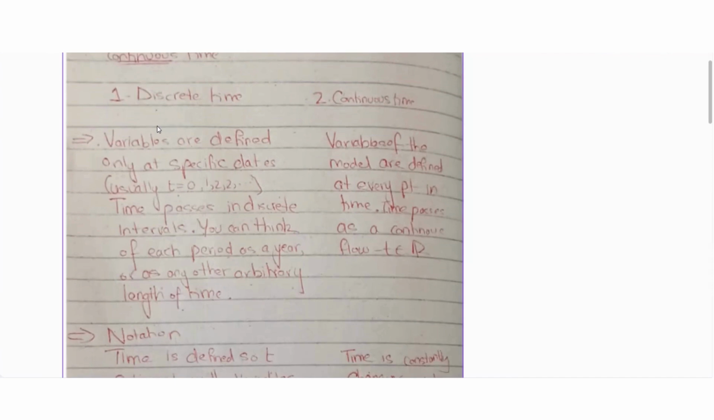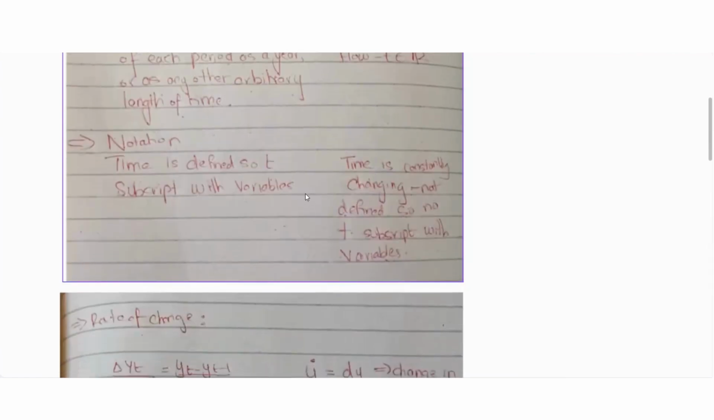So in discrete time, variables are defined only at specific dates, so your variables have a t subscript. We'll write y with a subscript t, c with a subscript t. But in continuous time, the variables of the model are defined at every point in time. Time is constantly changing, so we won't have a t subscript here. The notation we'll use will be, for example, just capital Y, just capital C.